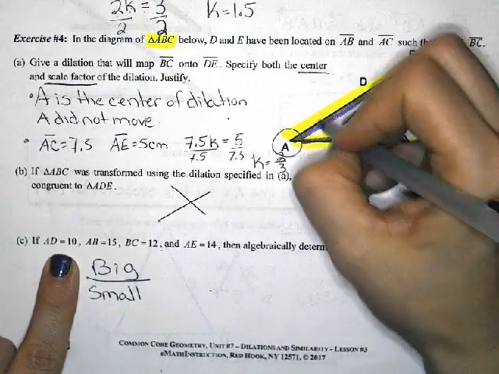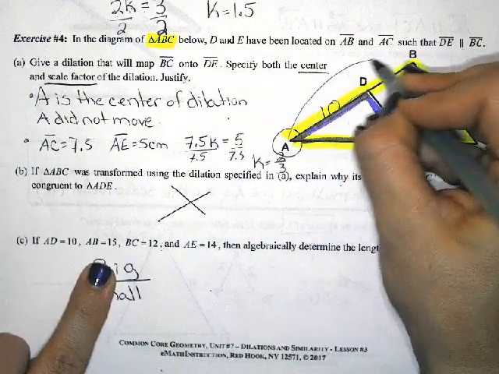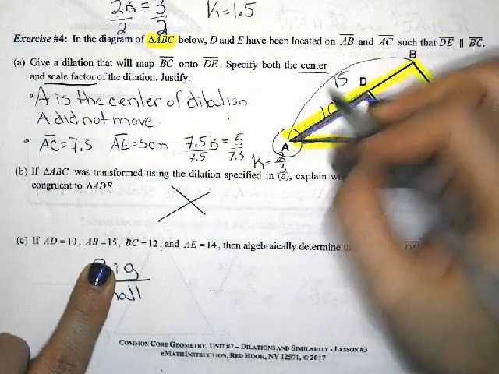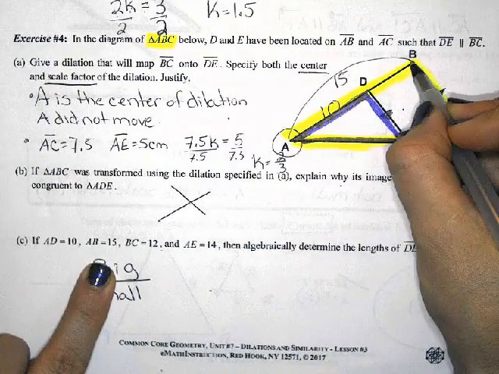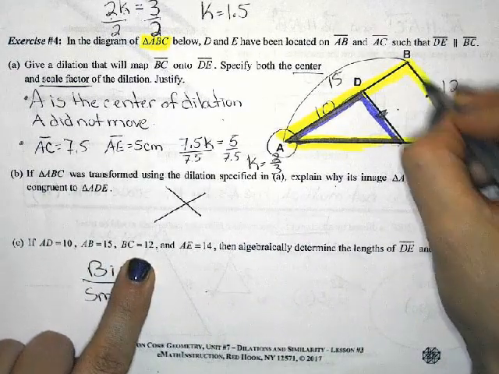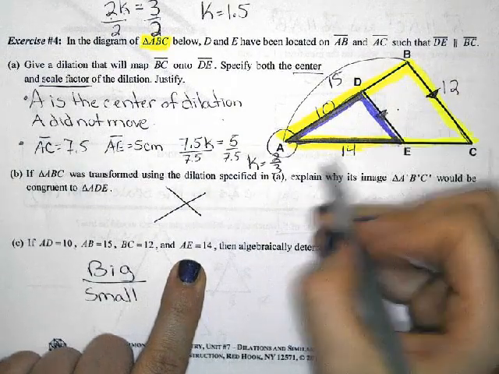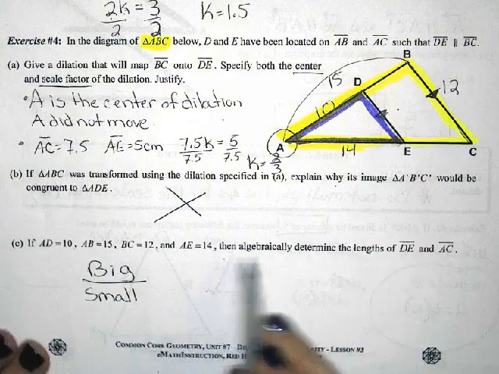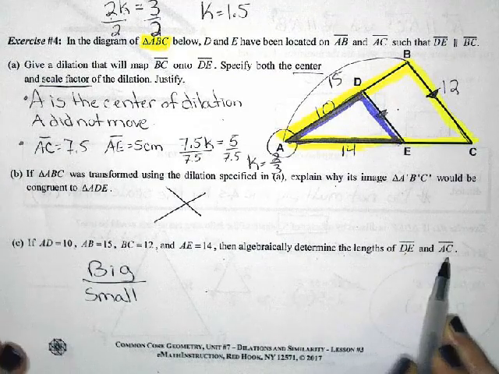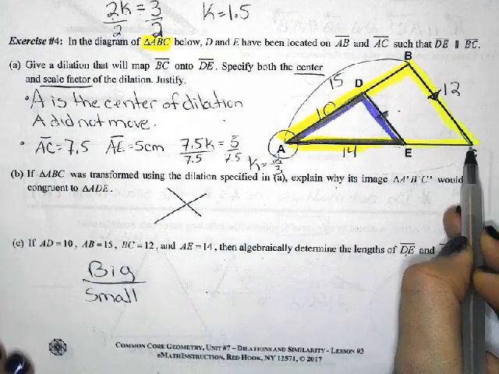It said A to D is 10. That's small. A to B is 15. That's the big triangle. These would be corresponding sides because they match. B to C is 12, big triangle, and A to E, from here to here, is 14, and that's of the little triangle. Then algebraically determine the lengths of DE and AC. DE is of the little triangle, and AC is the big triangle.